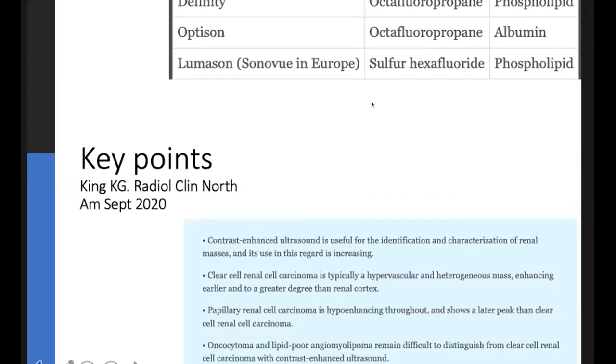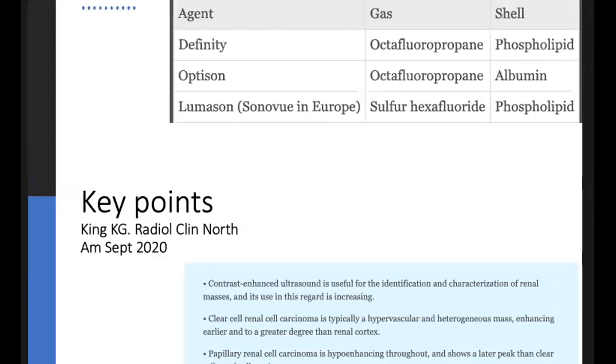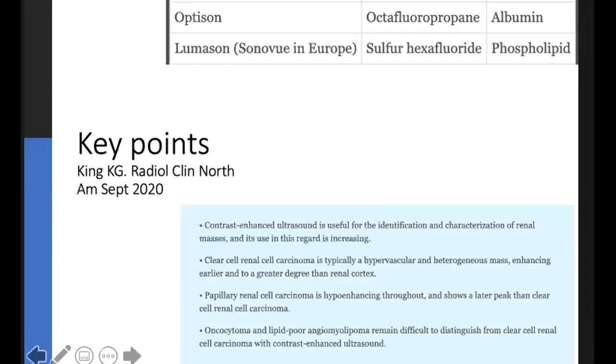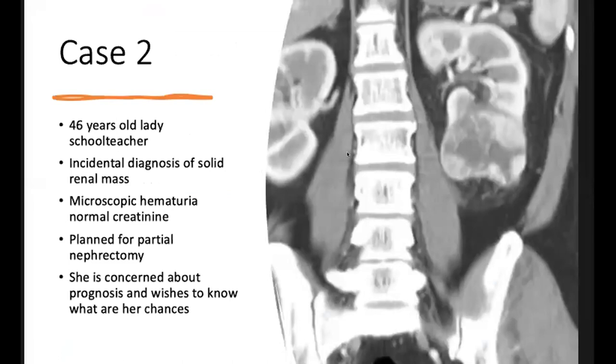Okay. So these are the agents which are used for contrast enhanced ultrasound. There are various types of agents which have a phospholipid shell or albumin shell, and octafluoropropane or sulfur hexafluoride is the agent which is used. Unfortunately, these are not available currently in Pakistan. So I don't have any personal experience with contrast enhanced ultrasound, but the data suggests that in good hands, contrast enhanced ultrasound can even differentiate oncocytoma and angiomyolipoma from RCC. So that's something for the future once we have greater experience.